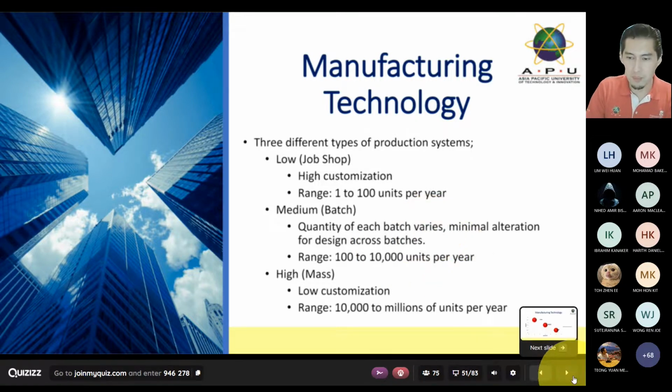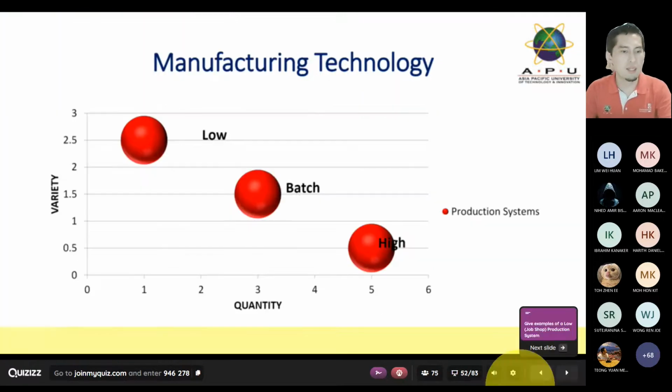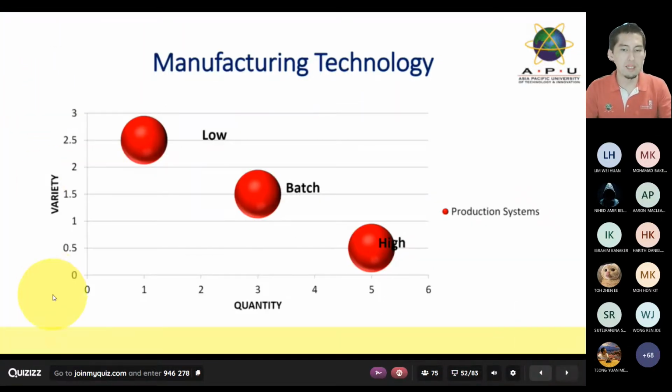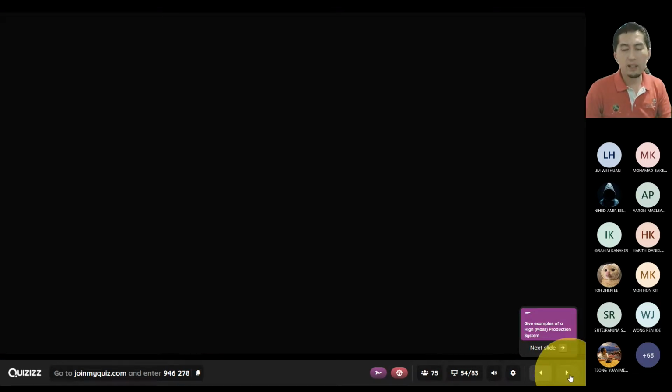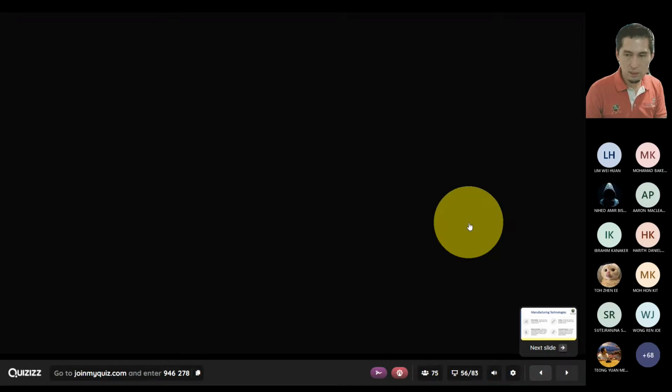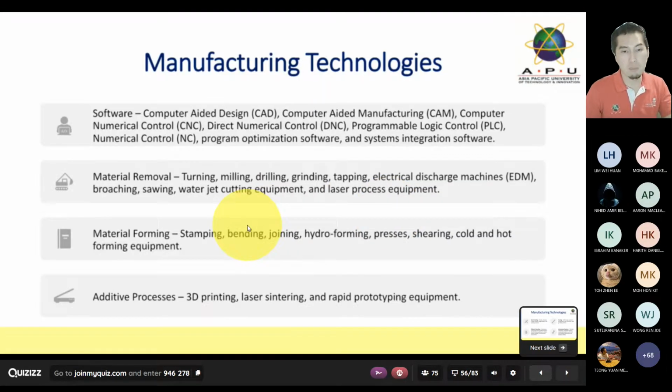All right, okay. So when you place them and try understanding across variety and quantity, you will find that this is how they're placed. High sits here because it's very high quantity, but the variety is lower. Low sits here because the quantity is much lower, but the variety is much higher. That is just to put it into a picture for you to look at visually. I'm skipping the three questions because they're just asking for examples.